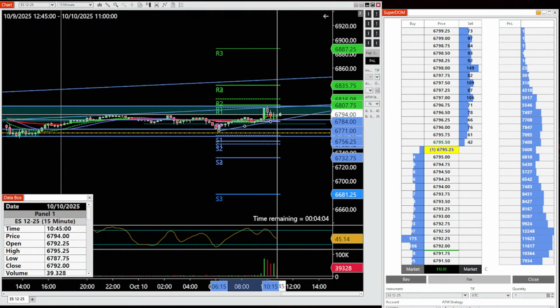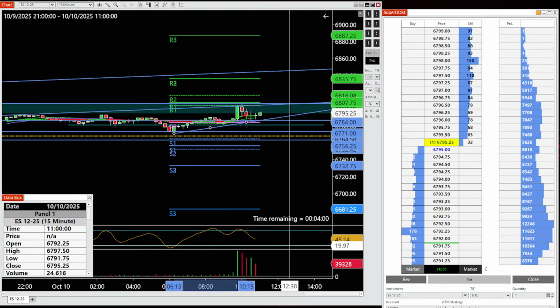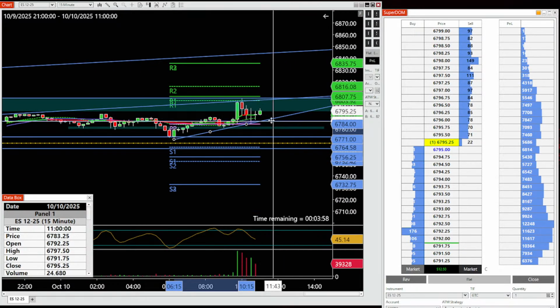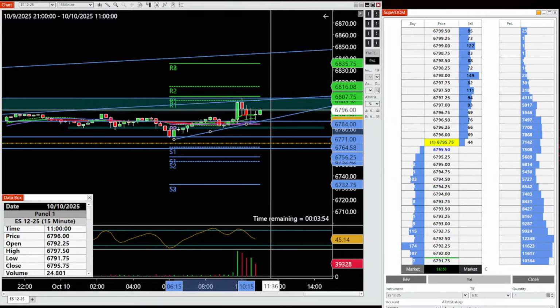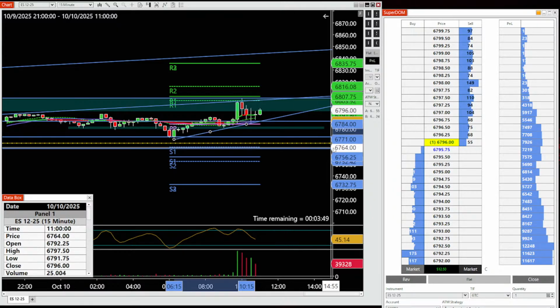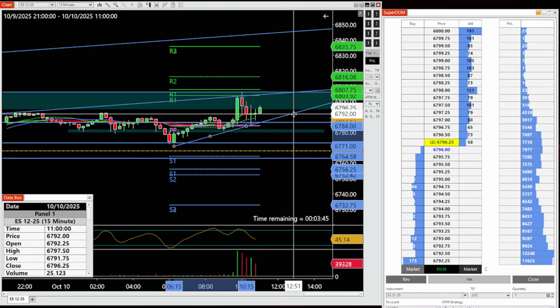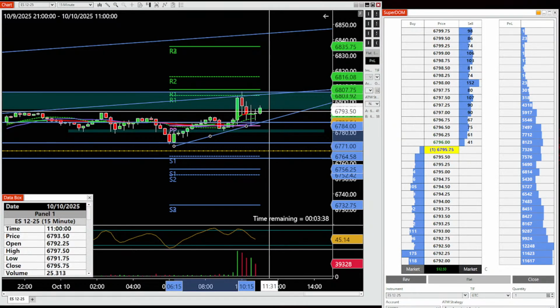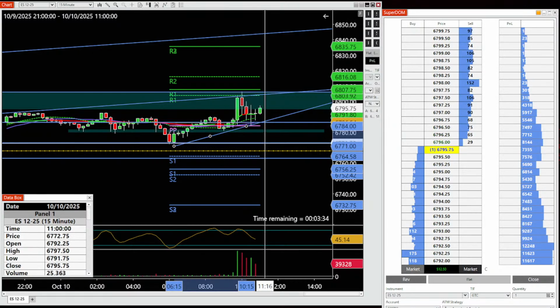Is this a good continuation pattern? Yes, it is. Is it a good continuation pattern to be in right now? Is to be seen. At 92.